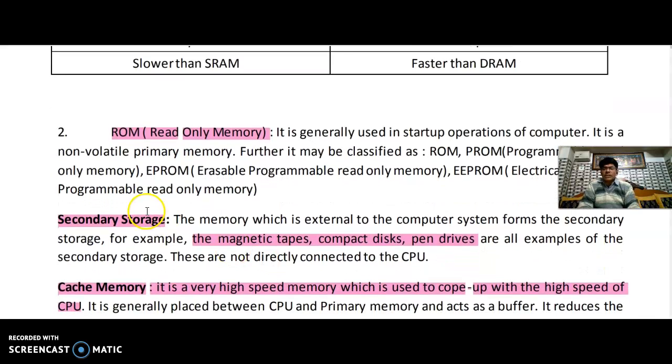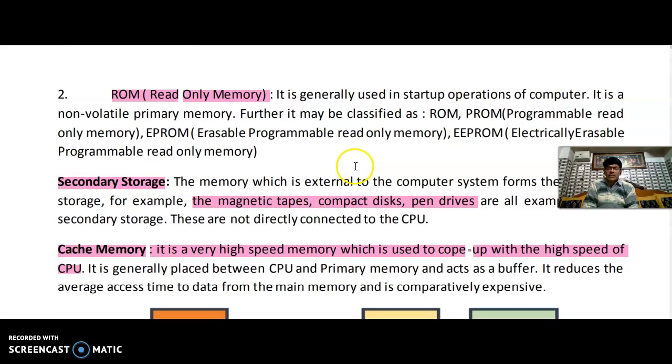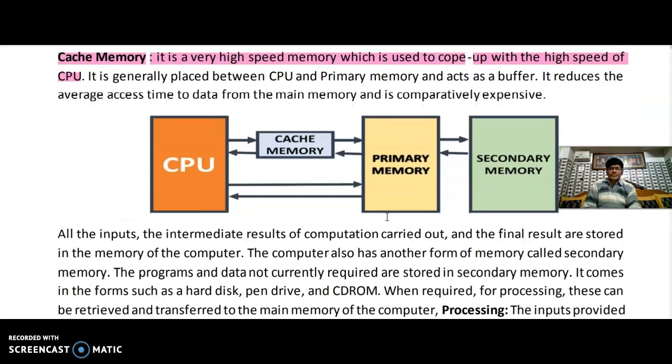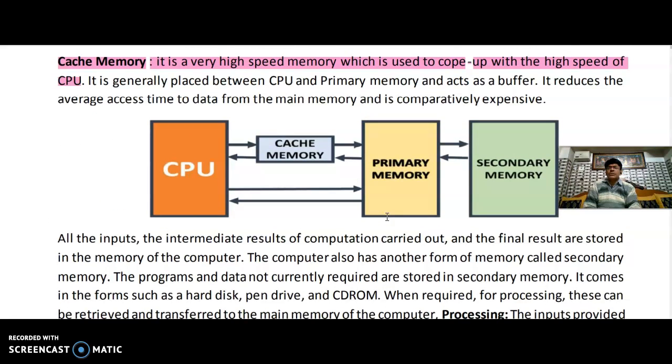Then we are talking about the secondary storage. Nowadays you people are using pen drives, so you know it better. Magnetic tapes, okay. Then compact discs, CDs, and pen drives are there for secondary storage. Hard disk is also there for secondary storage. And these are not directly connected to the CPU. Let me tell you, these are not directly connected to the CPU. For the CPU, which one is directly connected? That is primary memory. Now here we will be discussing the cache memory.